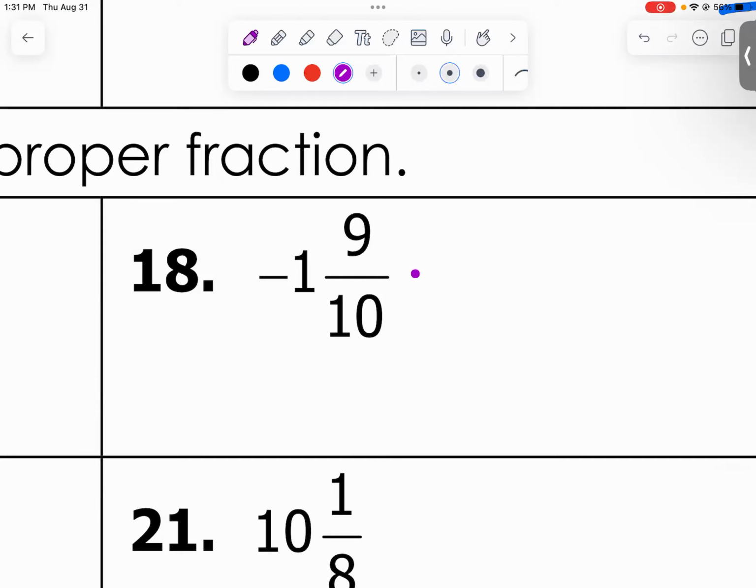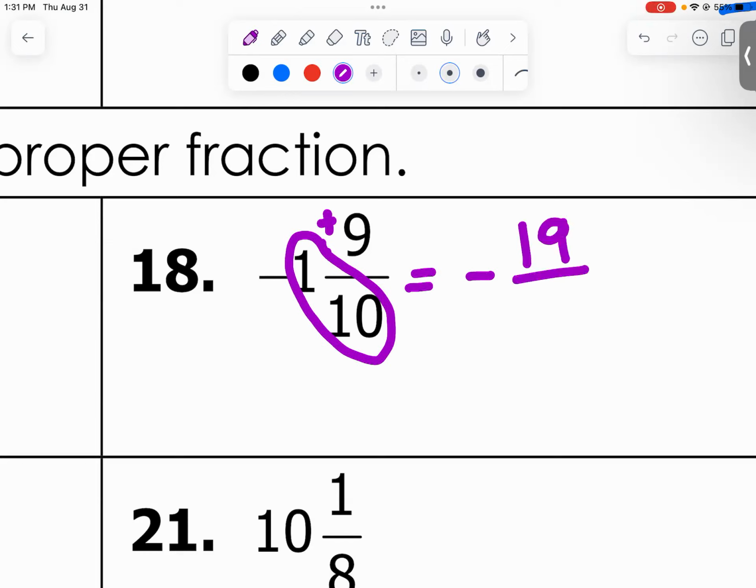All right, so our answer is negative. Kale, tell me how to do this. Then, so what's our answer? Negative 19 over 10.